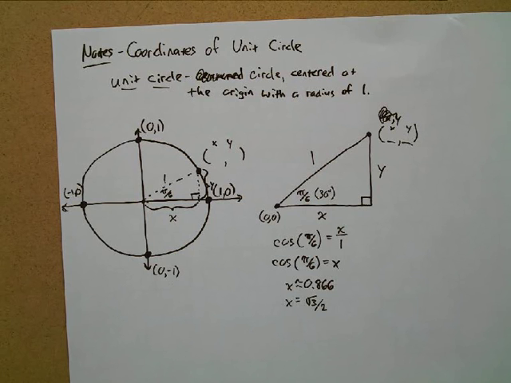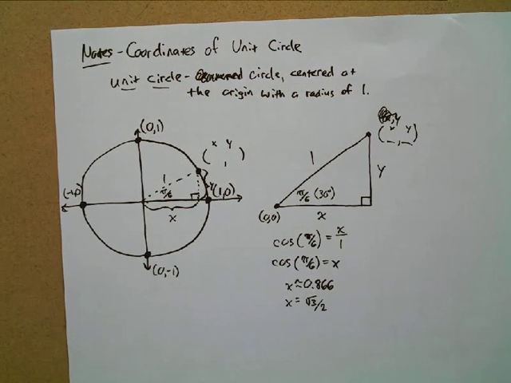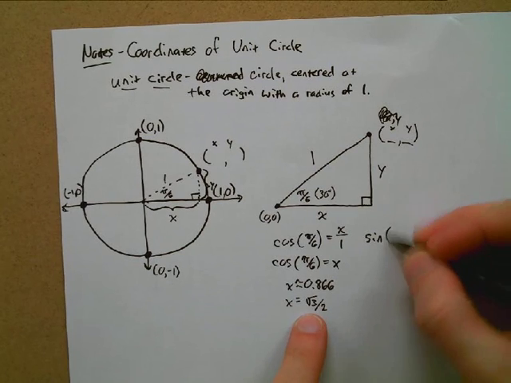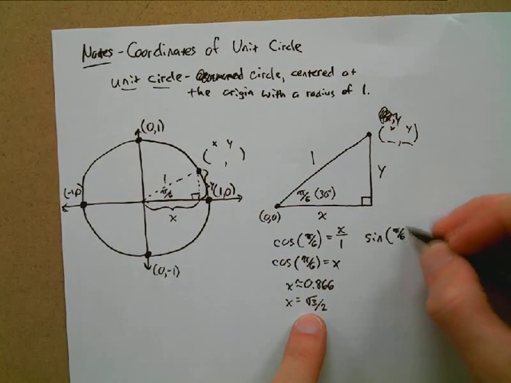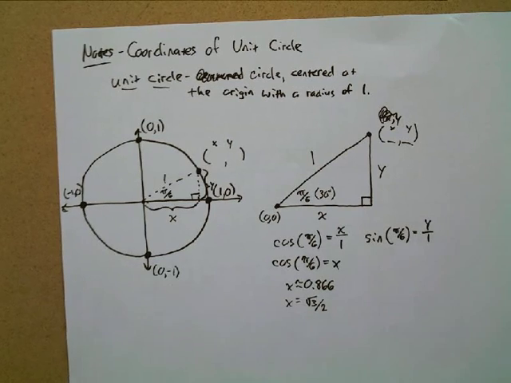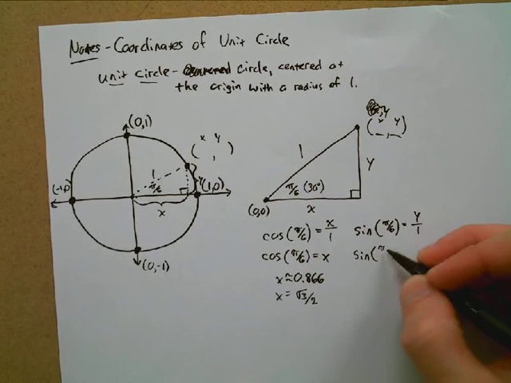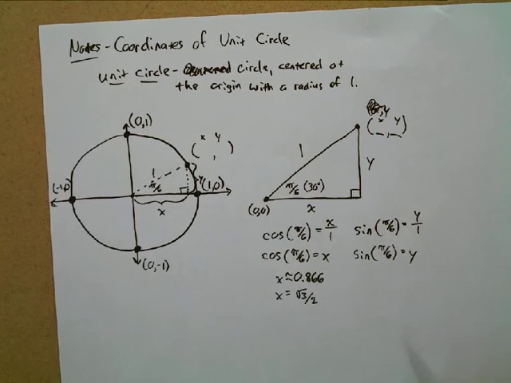Now, how can we go about finding the y? What trig ratio should we use to find y in this case? Sine. So sine of pi over 6, or 30 degrees, is opposite leg y over hypotenuse 1. Which really then, sine of pi over 6 is equal to y. So y is the same thing as the sine of pi over 6. And so what is the sine of pi over 6? It's 0.5, or just 1/2.